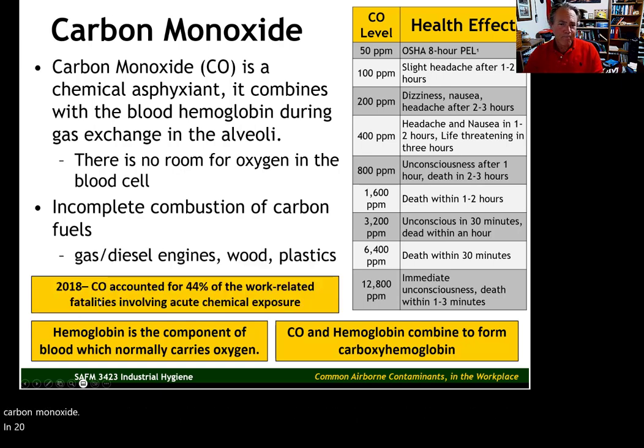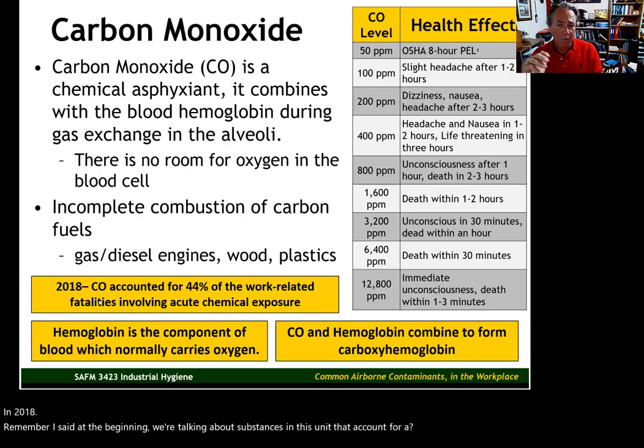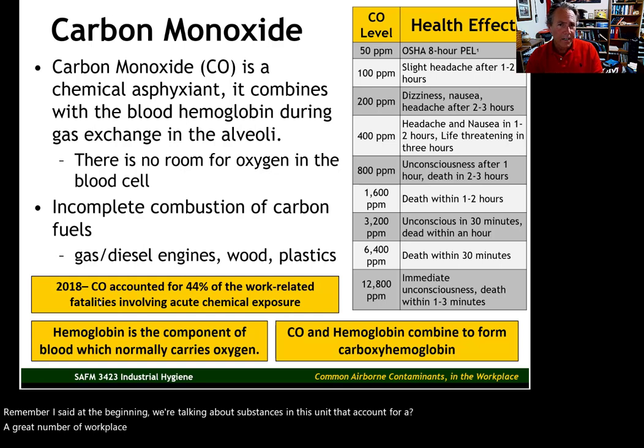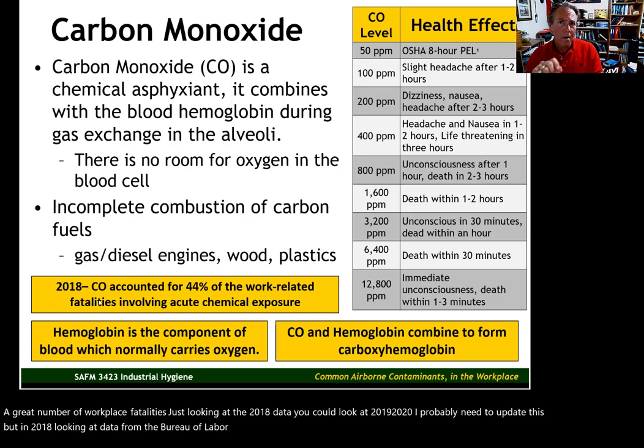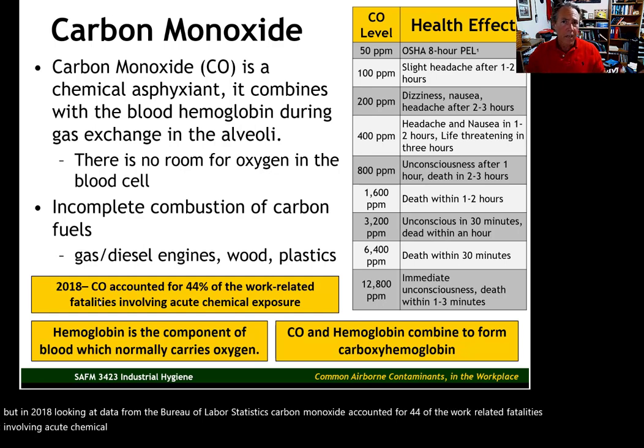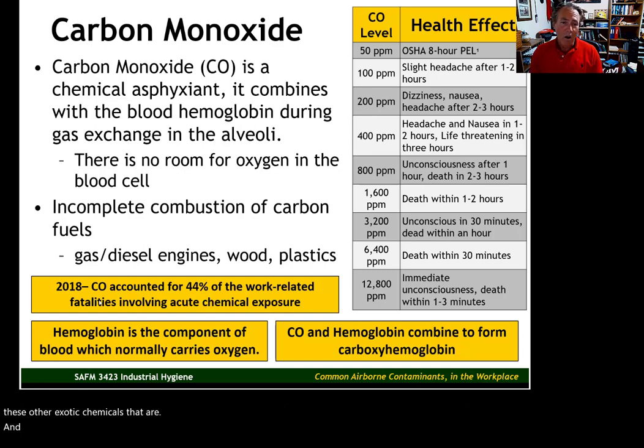In 2018, remember I said at the beginning, we're talking about substances in this unit that account for a great number of workplace fatalities. Just looking at the 2018 data, you could look at 2019, 2020. I probably need to update this. But in 2018, looking at data from the Bureau of Labor Statistics, carbon monoxide accounted for 44% of the work-related fatalities involving acute chemical exposure. All the chemicals out there in the workplace, the benzenes and the H2S and all these other exotic chemicals, carbon monoxide was the leading killer as far as acute chemical exposure.